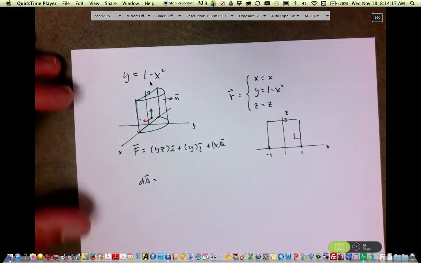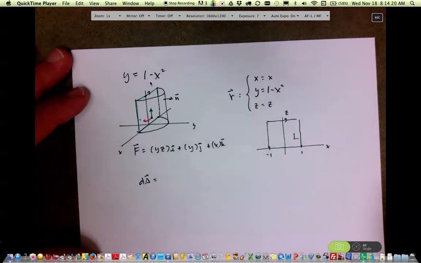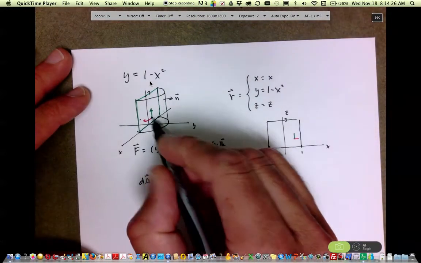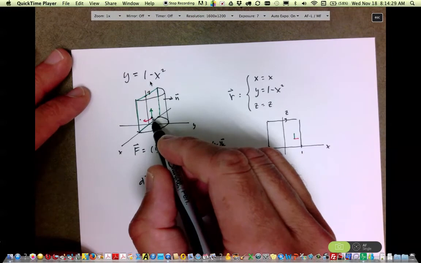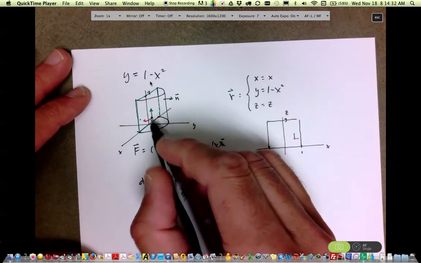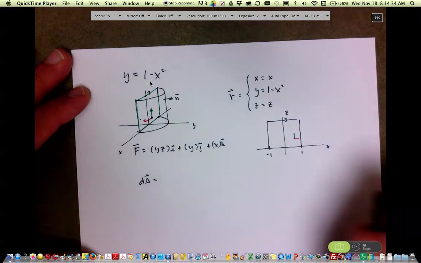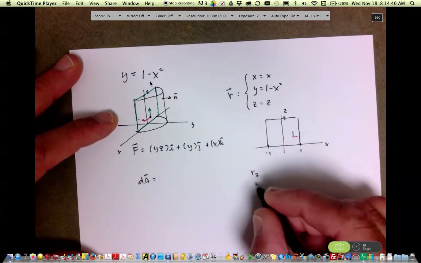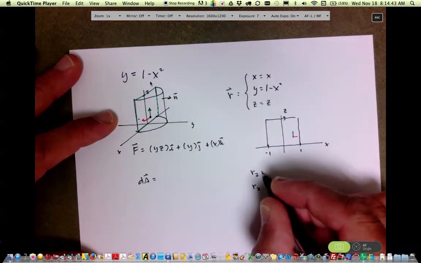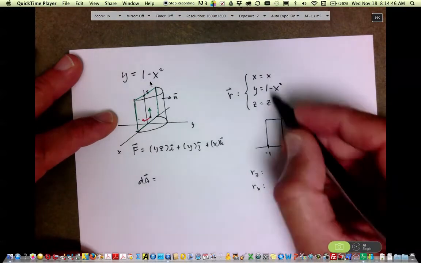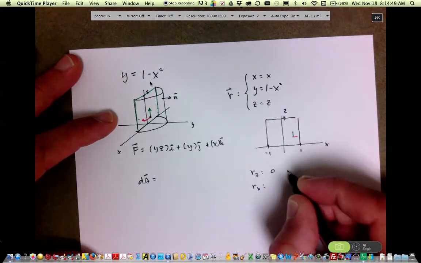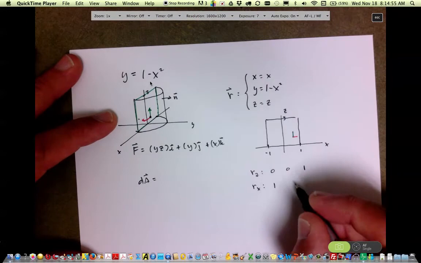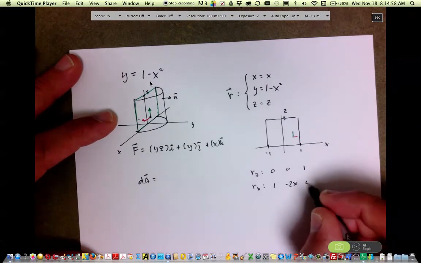we have to take the cross product of Rx and Rz, and again we have to think about what order to do those in. We want the orientation to be outward, so using the right hand rule, I think we want to take the green vector crossed with the red vector. The green vector is Rz and the red vector is Rx. Rz is the derivative with respect to z, which is 0, 0, 1. With respect to x, we get 1, minus 2x, 0.